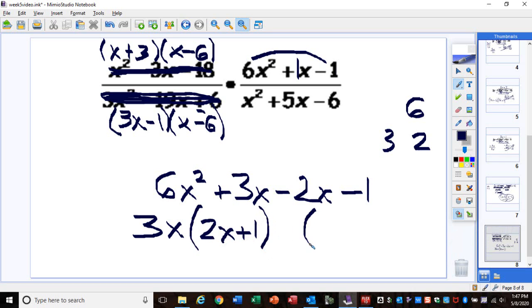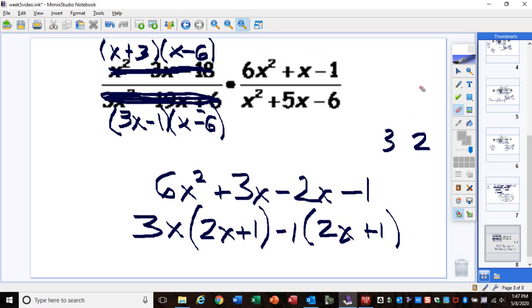Now you know this is 2x plus 1. And this has to be a negative 1. So now, what we're going to have here is 3x minus 1, and there's that one, 3x minus 1, and 2x plus 1.